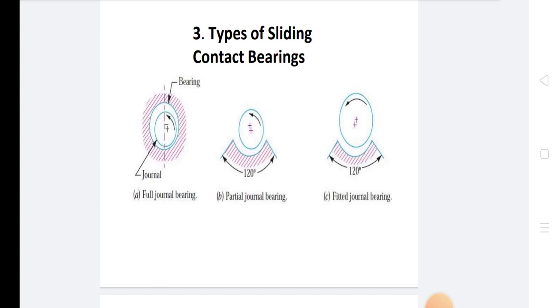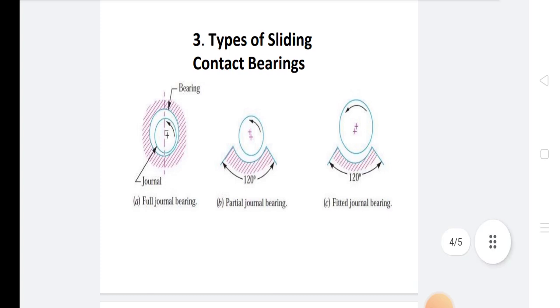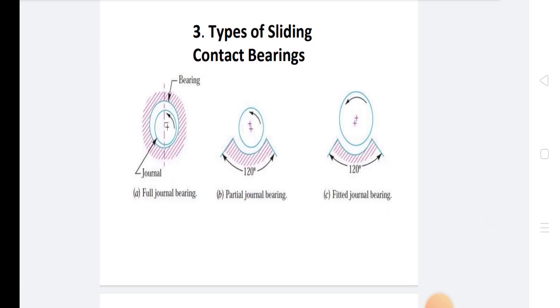In a guide bearing, the relative motion between the two contacting surfaces is pure linear. In a journal bearing, the relative motion between the two contacting surfaces is pure rotary and the load on the bearing is perpendicular to the shaft. A journal bearing is also referred to as a sleeve bearing. A journal bearing may be a full journal bearing or a partial journal bearing. The construction of a journal bearing is illustrated.